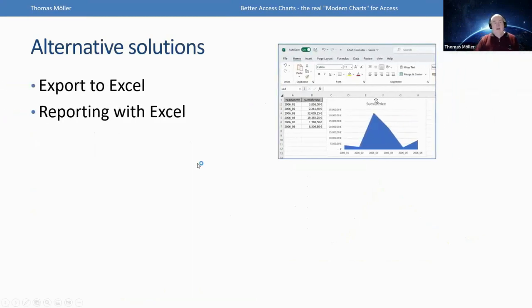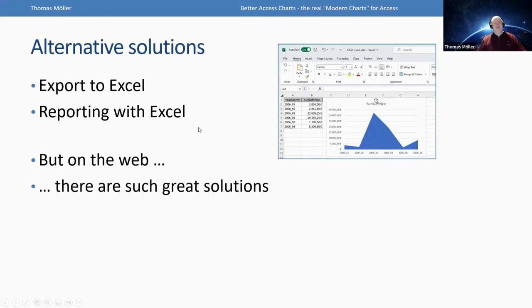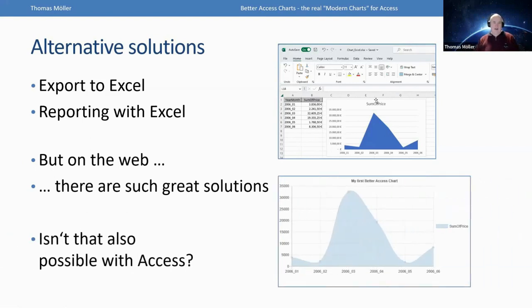Alternative solutions, yes. There are alternatives. Many people I know export their data to Excel and do the reporting in Excel. And on the other side, yes, that's my thought: on the web, there are such great solutions. And isn't that also possible with Access? Maybe we could have a chart like this one here down on the right. So let's have a deeper look.